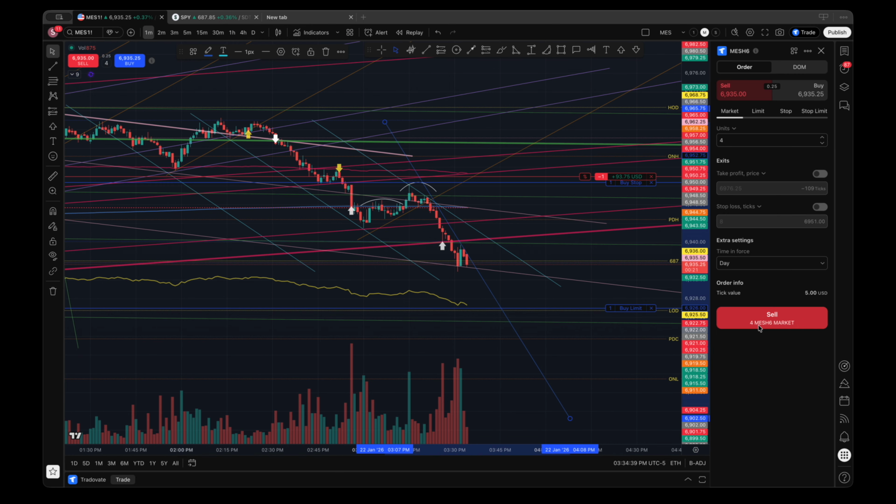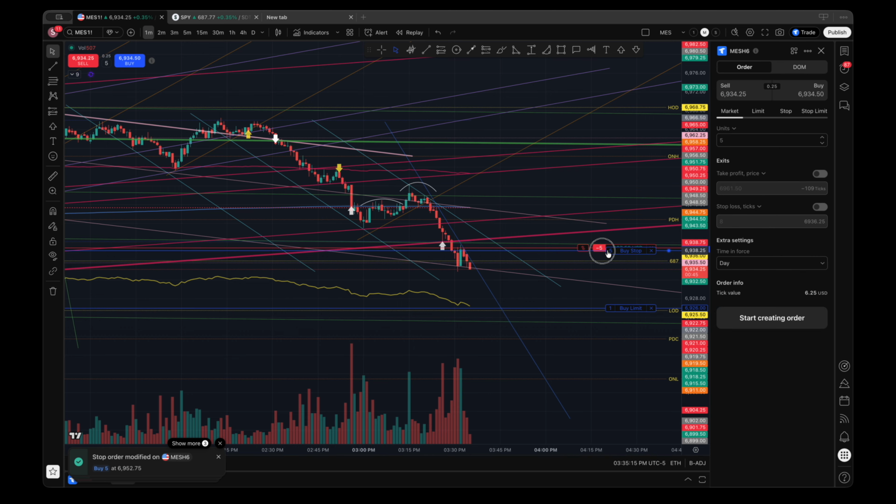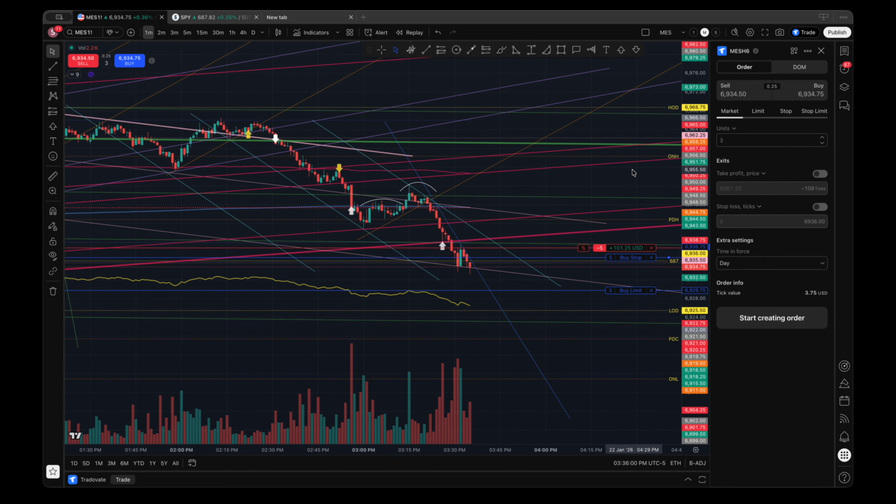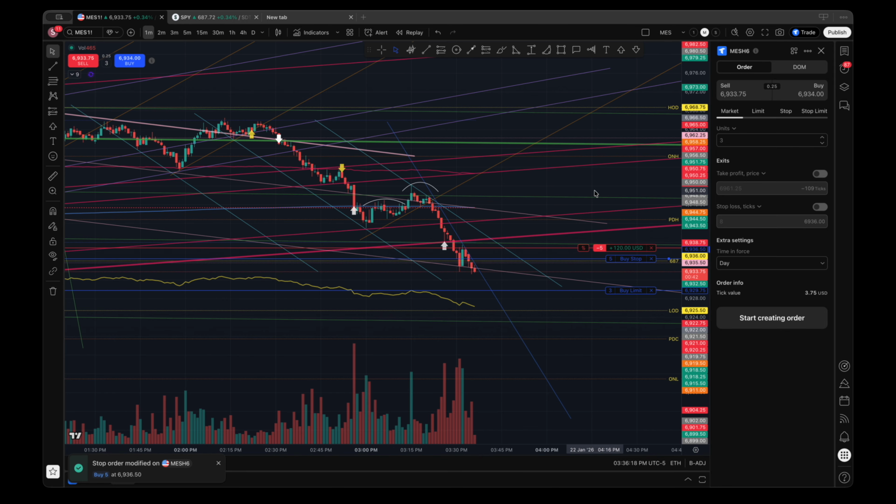So we're breaking the 687 level. I just added 4 more contracts with the 687 level as resistance, and I moved my stop loss to profit. I'm planning to protect with 3 contracts at the 5 DMA.